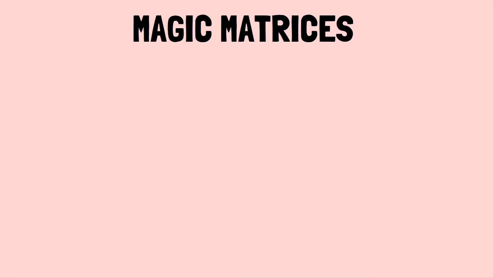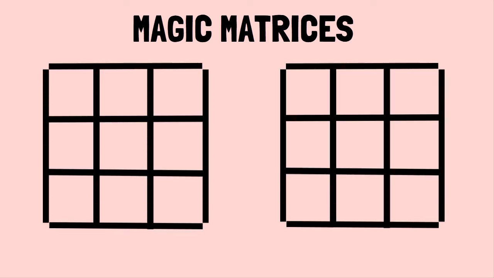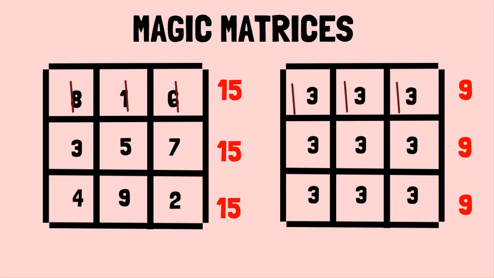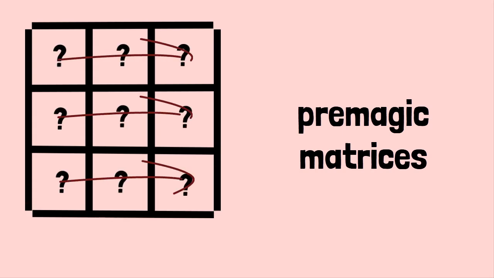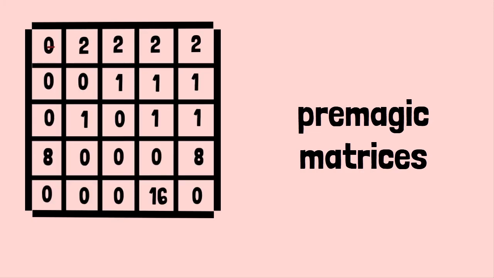Magic matrices are these square matrices, for example, a 3x3 square, where it adds up to the same number whether you add the rows, the columns, or diagonally. Pre-magic matrices are similar. They're a square matrix where the vector row sum is equal to the transpose of the vector column sum. If you add these, it's A, and if you add it here, it's also A.